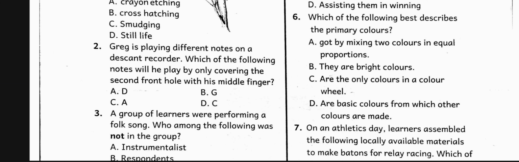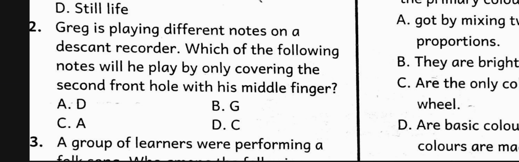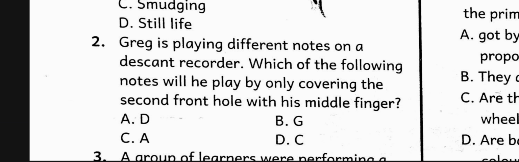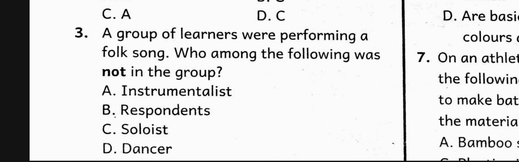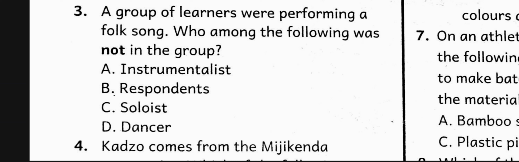Number two says, let me zoom it to have a bigger number two. It says, Greg is playing different notes on a descant recorder. Which of the following notes will play by only covering the second hole with his middle finger? Middle finger, when you close it, is always da da da dun. That is the A.